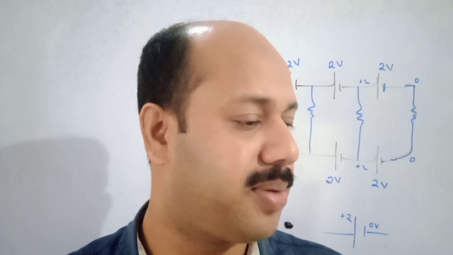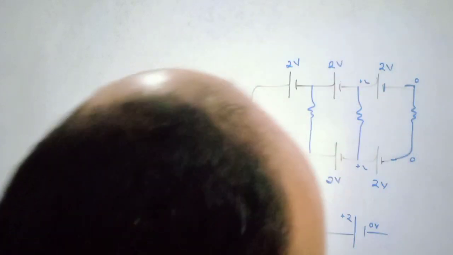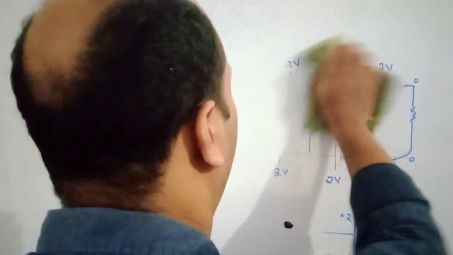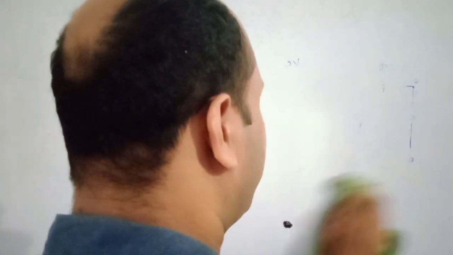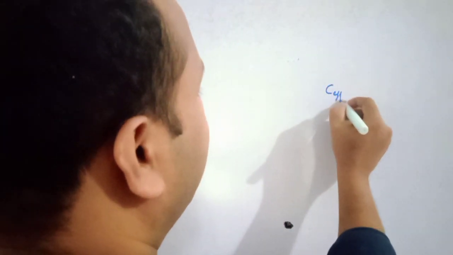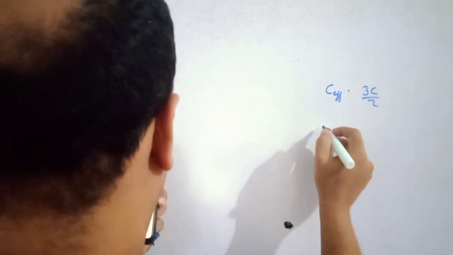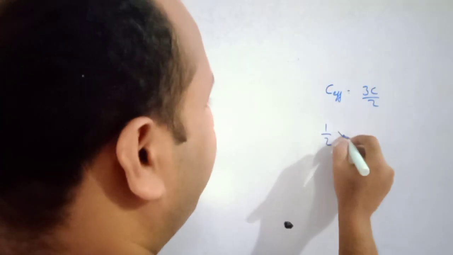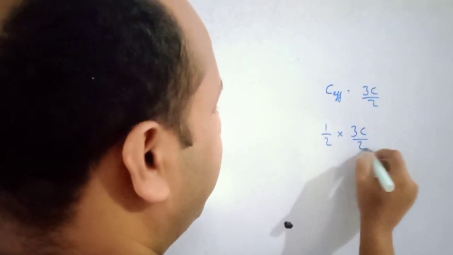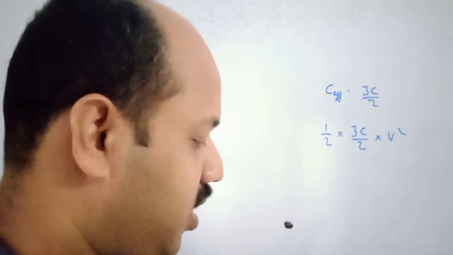Third question: two condensers, one of capacitor C, other capacitor C by 2. The work done in charging fully both condensers is? Yes, work done in charging, the energy stored in condenser is half C effective into V square. Now C effective is C plus C by 2, that is 3C by 2, two capacitors connected in parallel. Therefore, the energy stored is half into C effective, that is 3C by 2, into V square, that is 3C by 4 V square, right?